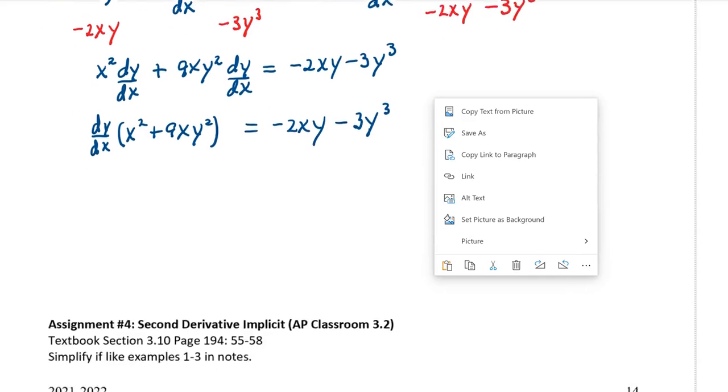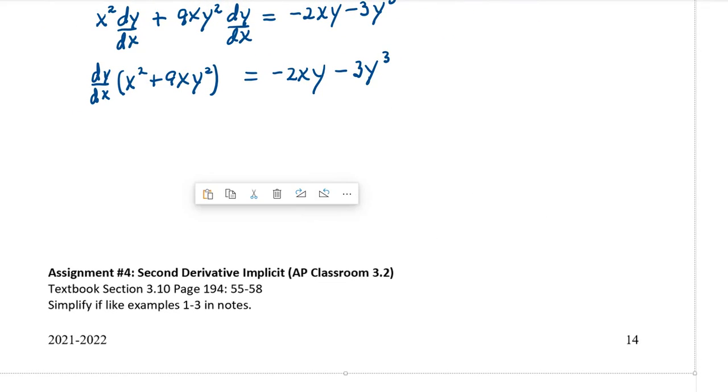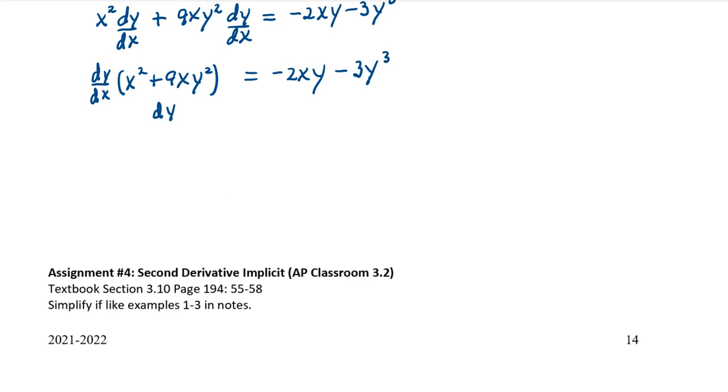All right. Last step to get dy dx by itself is to divide out the x squared plus 9xy squared on both sides. So I want to divide that out, so I'm just going to do that. I'm not going to show all that work because I'm running out of room here. But the right-hand side now stays the same in the numerator, but I'm going to divide out the x squared plus 9xy squared. And now I'm ready to do my second derivative.